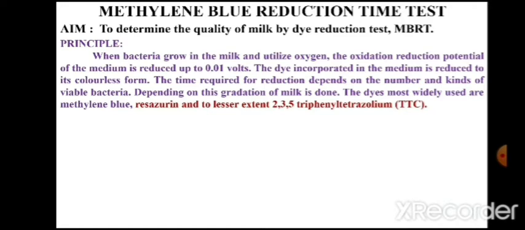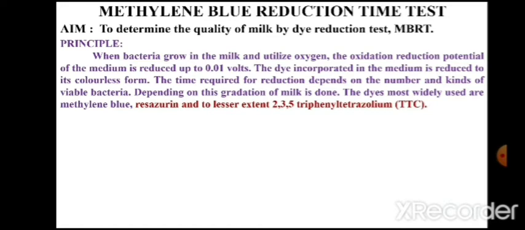So the time required for reduction parameter is useful for the gradation of milk, or we can divide milk into different categories like very good, excellent, good, poor. It is not that only methylene blue is used. Methylene blue is generally used, but there may be some substitutes, dyes which can undergo oxidation reduction reactions along with change in color.